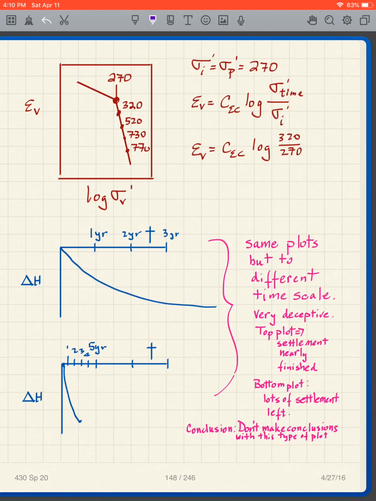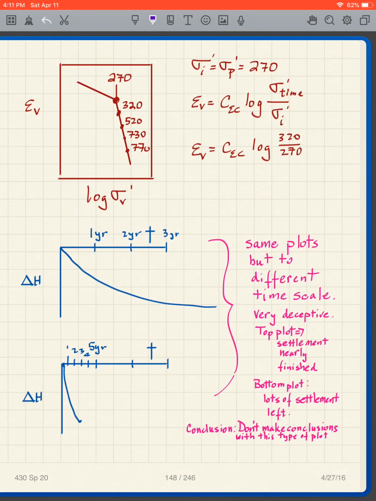Just to let you know that in practice, you have to be very careful, because I plotted the same data twice here. If I look at this curve, you'd say, oh, we're almost done with settlement. But if I plot that same data to a different time scale, it looks like this. And you'd say, oh, the final settlement's going to be way down here someplace. So, as I said, these are the same plots, but to a different time scale. And this is very deceptive.